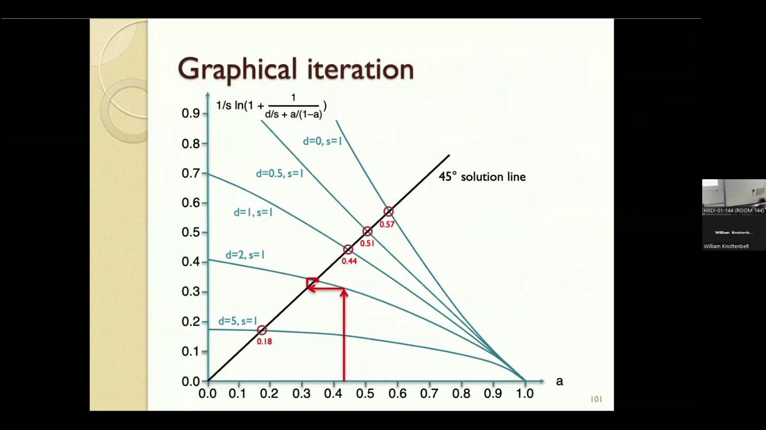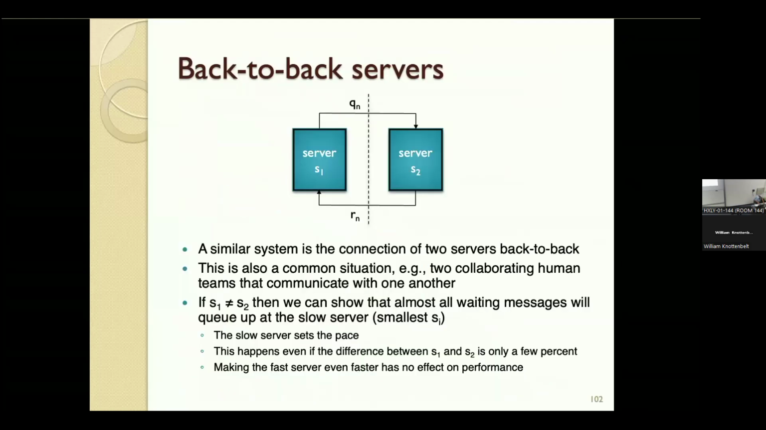You start with A, you find the function, and if you go directly to the 45-degree line, then you can immediately go to the next function. So you can see that it actually converges. This recursive equation converges pretty quickly. Okay, so that's most of what I want to say for this part.